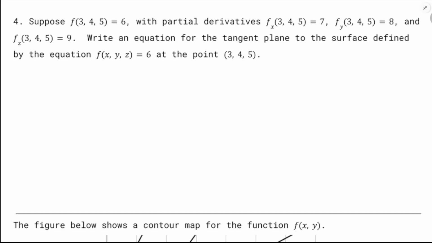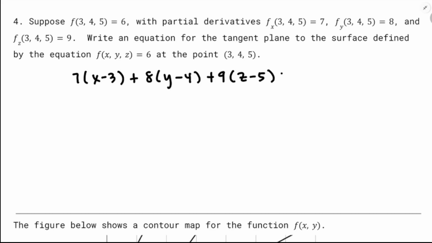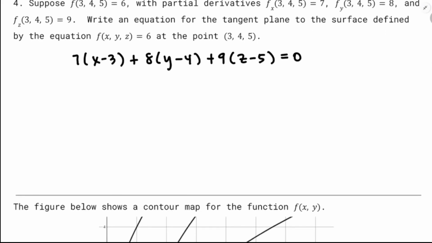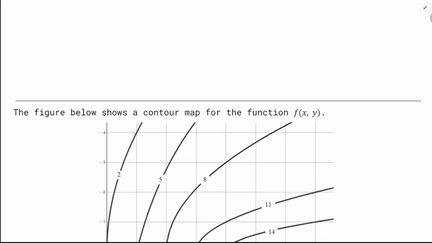So I've got fx, fy, fz, and then at the point 3, 4, 5, it really is as easy as you think it might be. 7 times x minus 3 plus 8 times y minus 4 plus 9 times z minus 5. That's going to equal 0. Okay. And if you're a little unsure of why that works, I would encourage you to come talk to me about it. I can convince you of that.